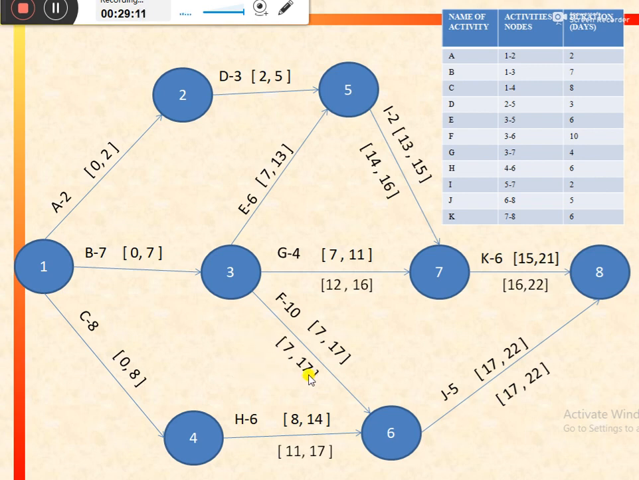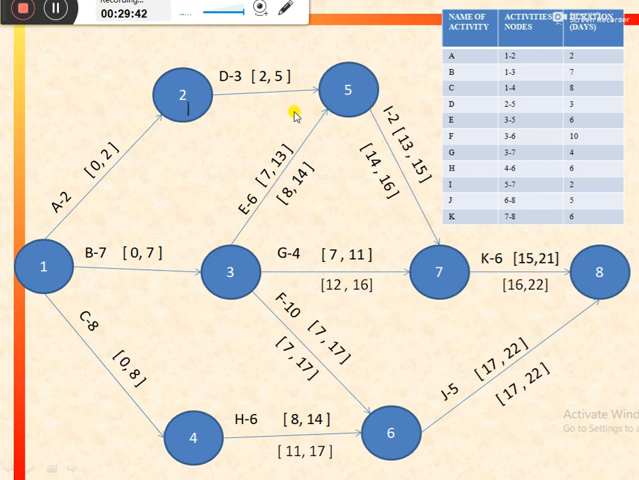And latest start would be equal to 17 minus 10, that is equal to 7. Now comes the activity E. For activity E, the successor activity is activity I, and for activity I the latest start is 14. So 14 would be latest finish for activity E, and latest start would be 14 minus 6, that is equal to 8.